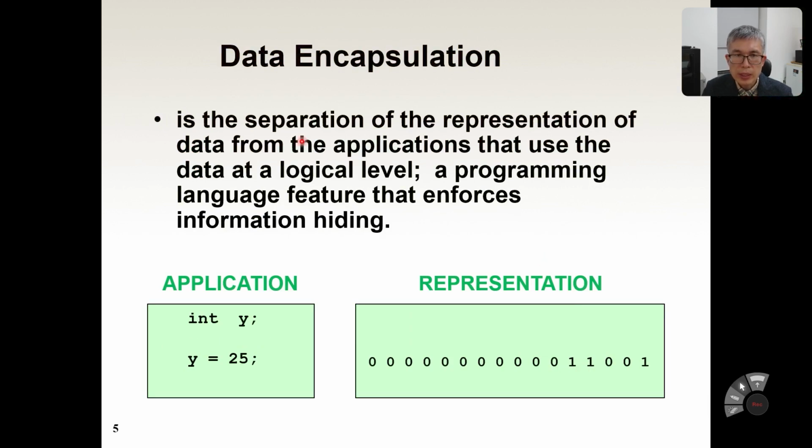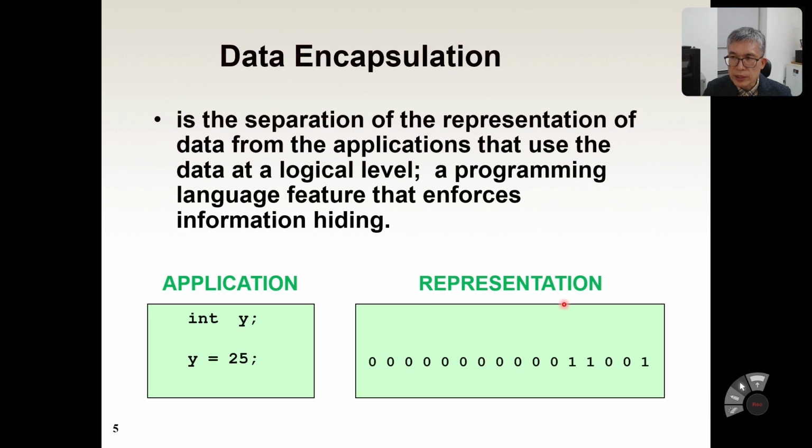In object-oriented programming, data encapsulation is one of the important concepts. It is the separation of the representation of data from the applications that use the data at a logical level, or logical view. It is a programming language feature that enforces information hiding for the programmers or users. You can see in C or C++, from the application point of view, integer y is declared and the value of y is set to 25.